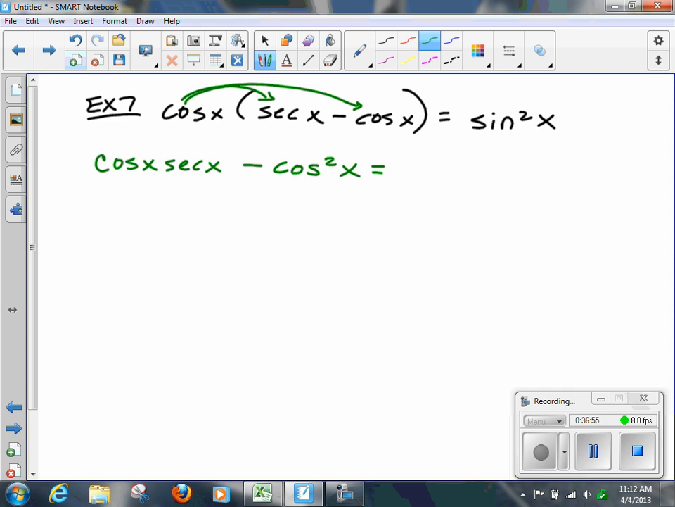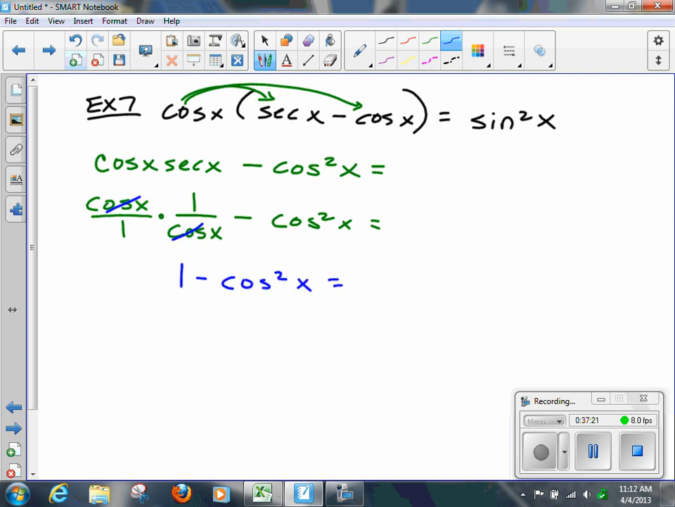Okay, does anybody see anything? Are you looking ahead on this? What am I going to do with cosine and secant? What now? Cross out the cosines. And then what are we left with? 1 minus cosine squared x. Hey, what's sine squared x? Jansen, what's sine squared x?